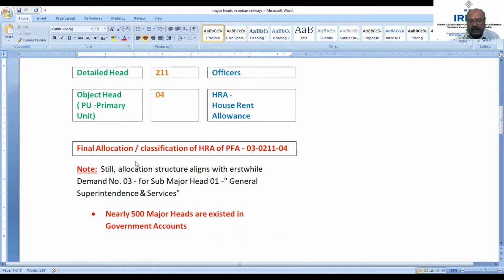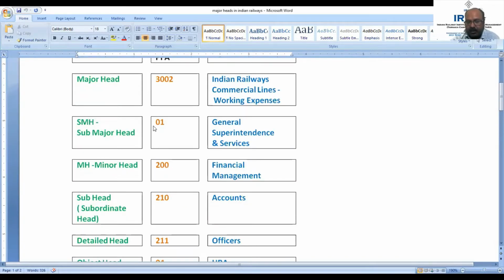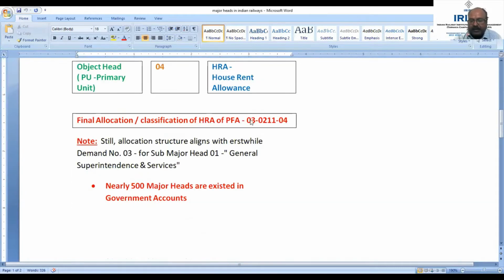So here I take an example: house rent allowance paid to PFA of Zonal Railway. Please check, this does not start with 01, because the sub-major head is only for academic purposes, or for accounting of expenditure in the railway books, not for allocation. In allocation, instead of 01, we have to maintain 03.